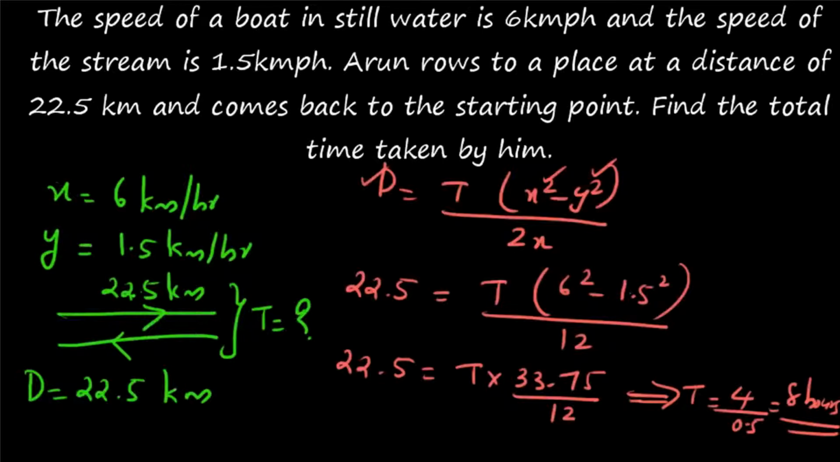So this formula is very important. It can be applied for different questions, very important questions. Within seconds you can find the answer by knowing this formula and knowing the correct question format. D is equal to t into (x square minus y square) divided by 2x.